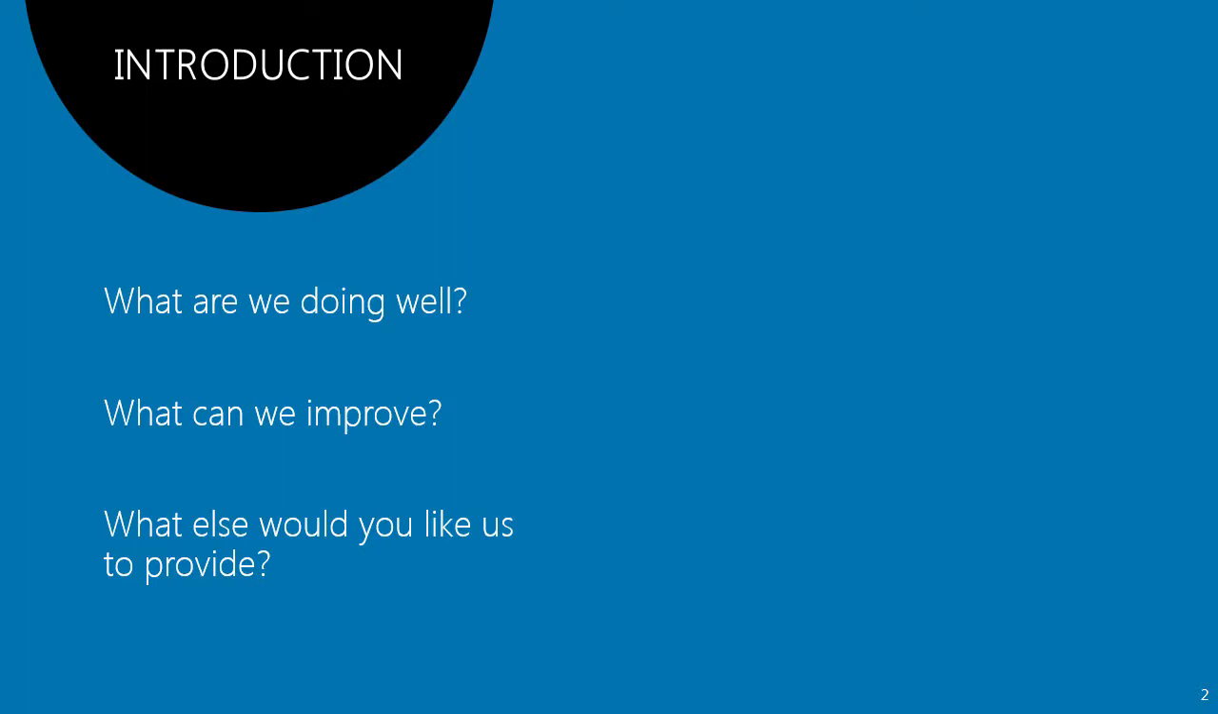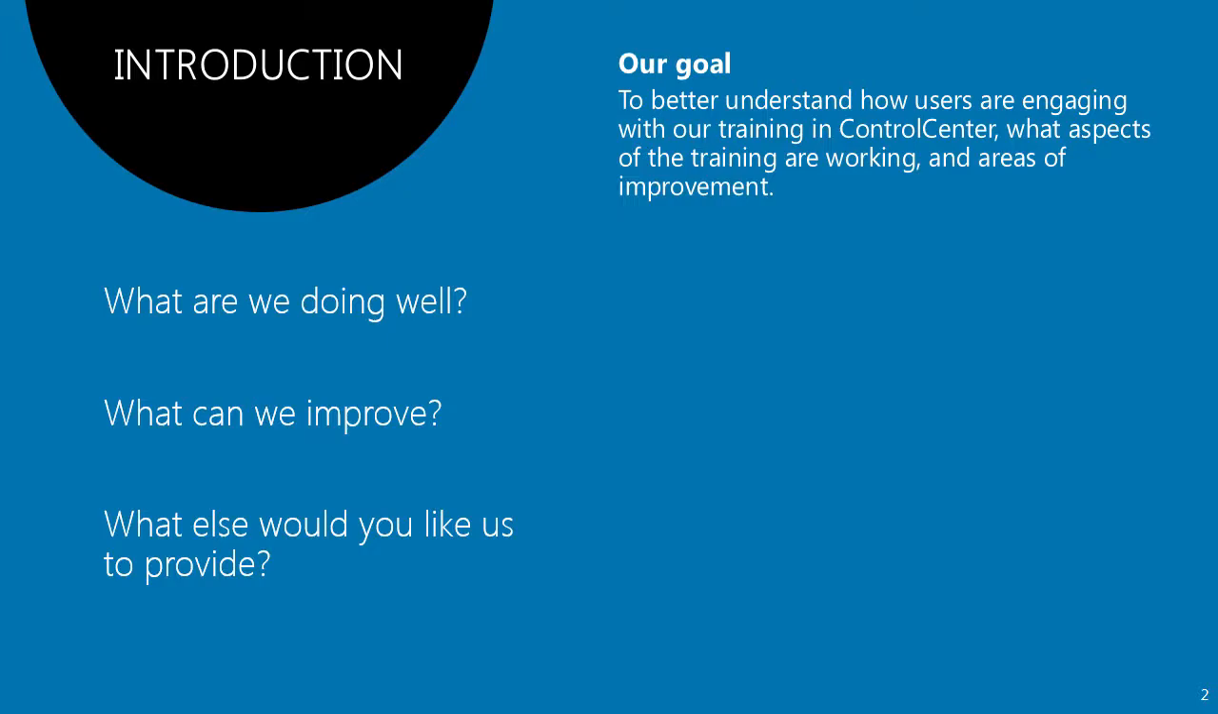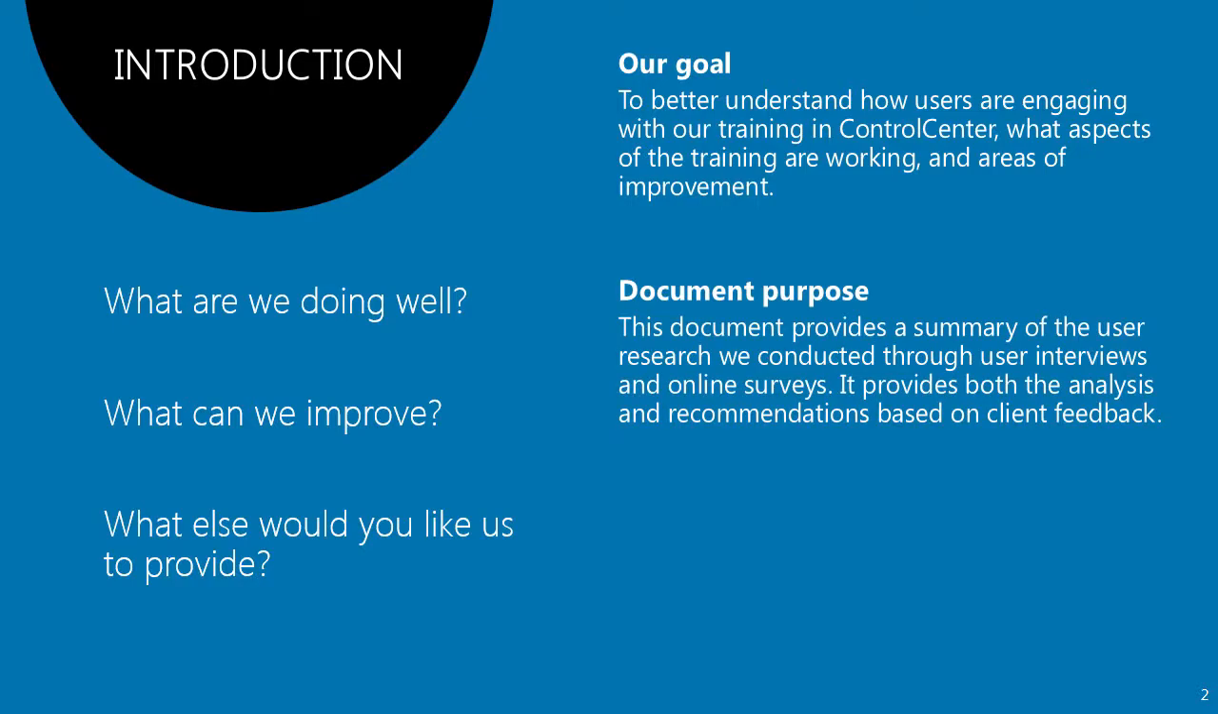Introduction. In this user research, we wanted to answer three main questions. What are we doing well? What can we improve? What else would you like us to provide? Our goal was to better understand how users are engaging with our training and control center, what aspects of training are working, and areas of improvement. This document provides a summary of user research we conducted through user interviews and online surveys. It provides both analysis and recommendations based upon client feedback.